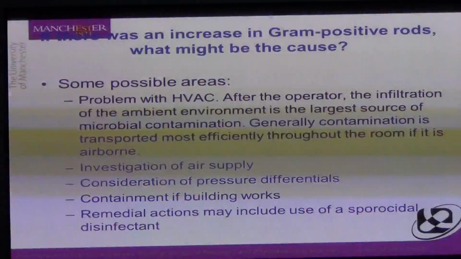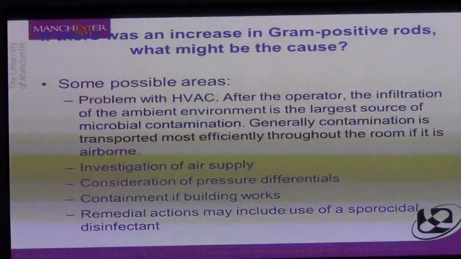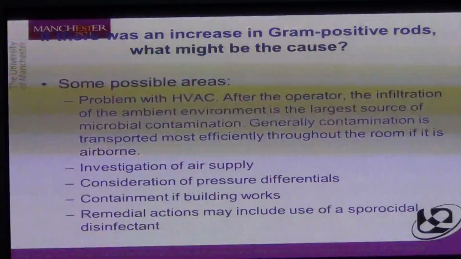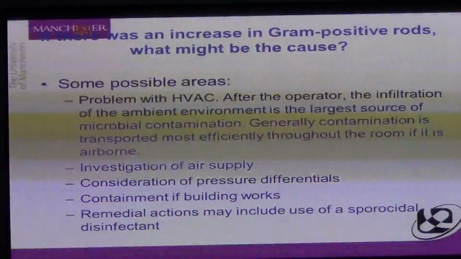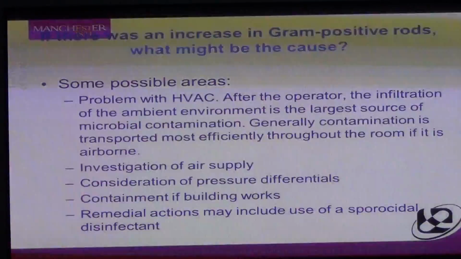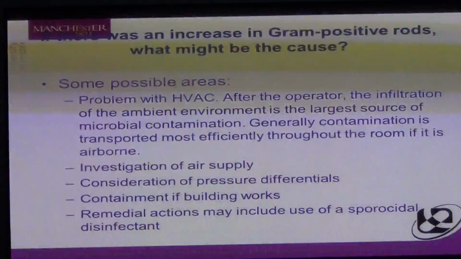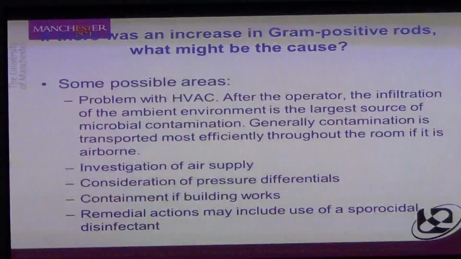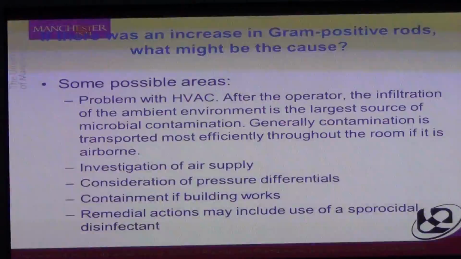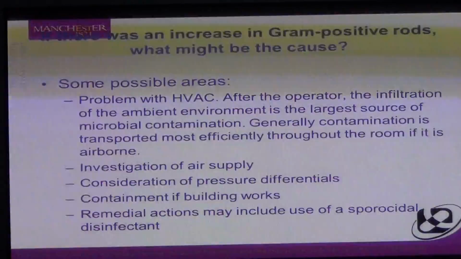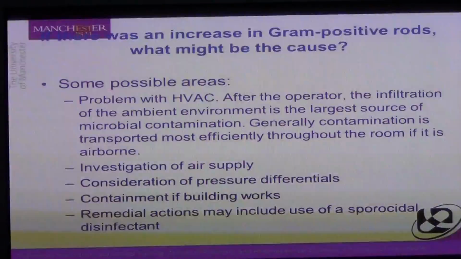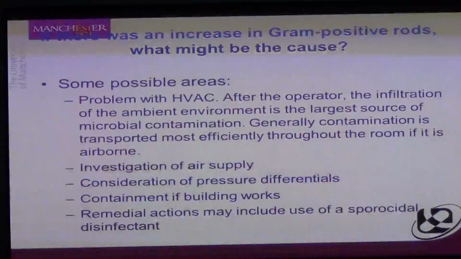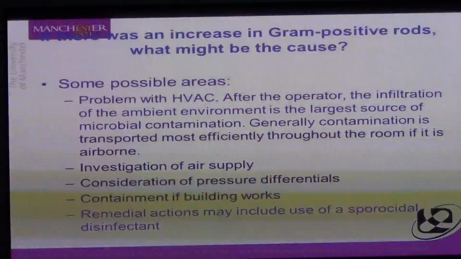So, we're dealing with gram-positive rods. So, this can indicate a problem with the HVAC system. After the people going into the clean rooms, then contamination of the environment through air systems is generally regarded as a risk. There's also a risk of items being transferred into the room. So you may want to investigate the air supply, pressure differentials, whether any building works have taken place recently. And in terms of remedial action, you probably want to go in pretty quickly with a sporicidal disinfectant.